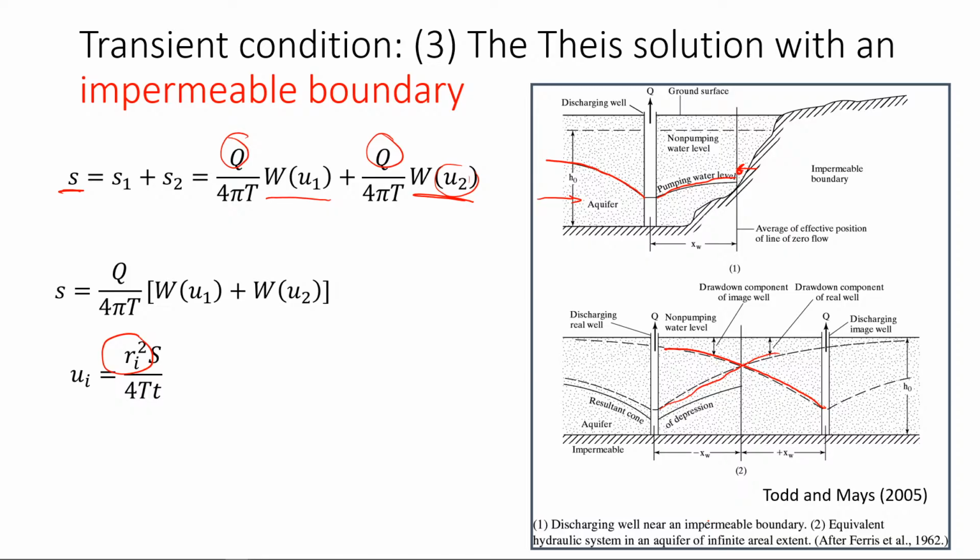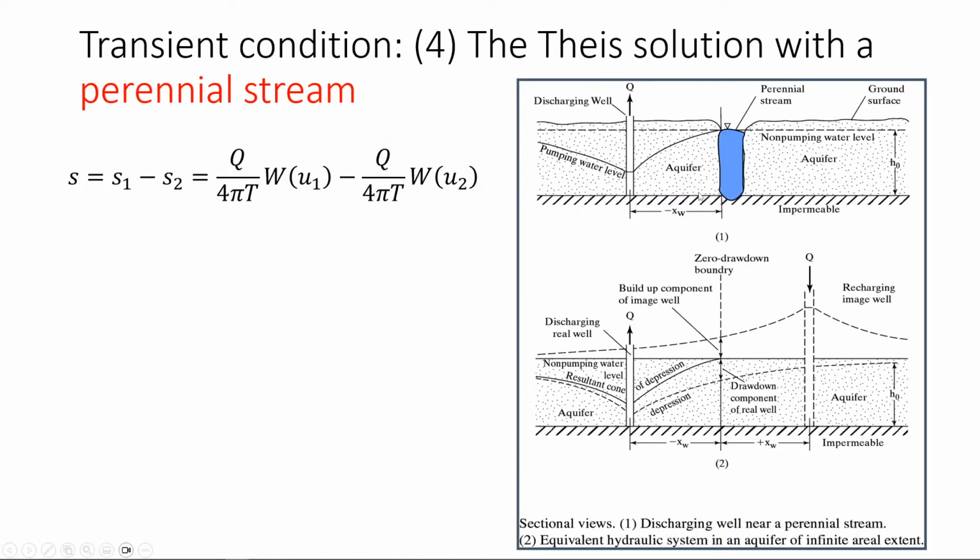Because remember, R1 would be how far your observation point is from the well. But this one would be how far your observation point is from this impermeable boundary. Yeah. Okay. That's how you get your R1. Okay. So now let's look at the opposite case.